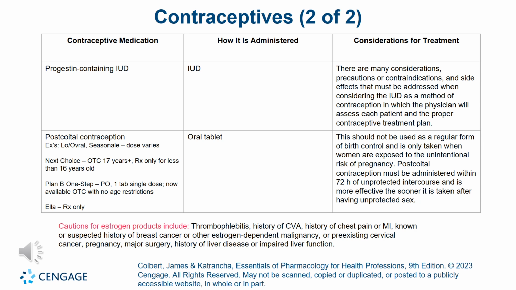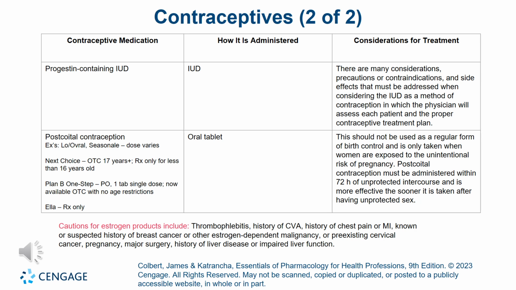Ella is only available with prescription. It's administered as an oral tablet. Considerations: it should not be used as a regular form of birth control and is only taken when women are exposed to the unintentional risk of pregnancy. Postcoital contraception must be administered within 72 hours of unprotected intercourse and is more effective the sooner it is taken after having unprotected sex.